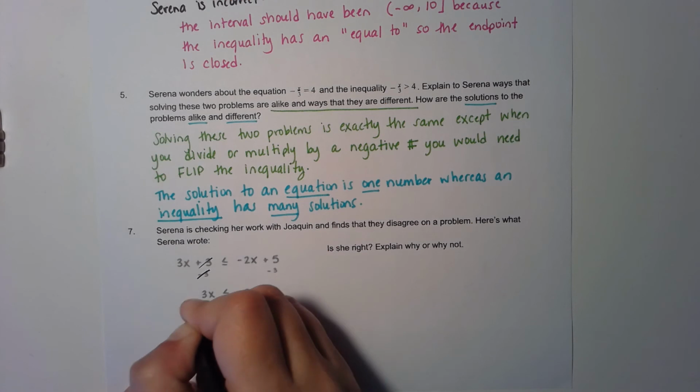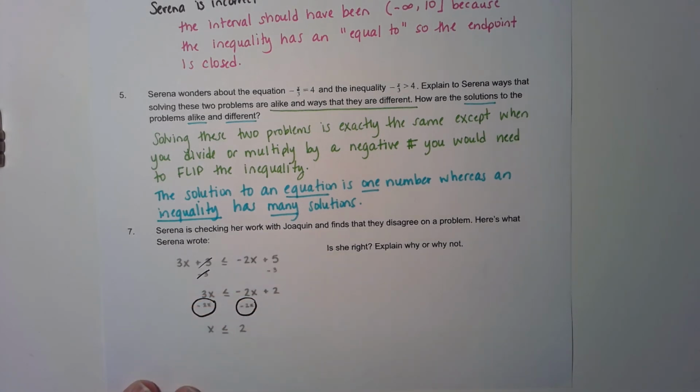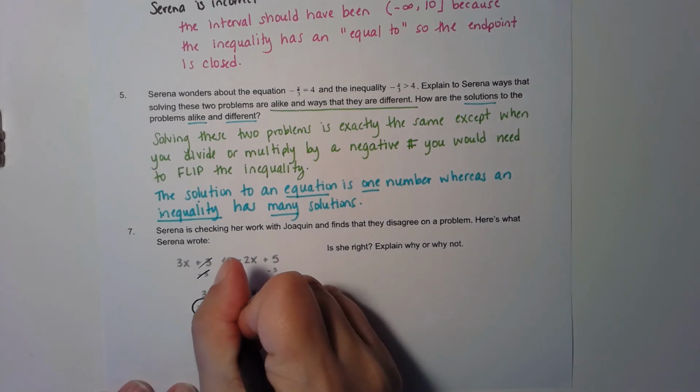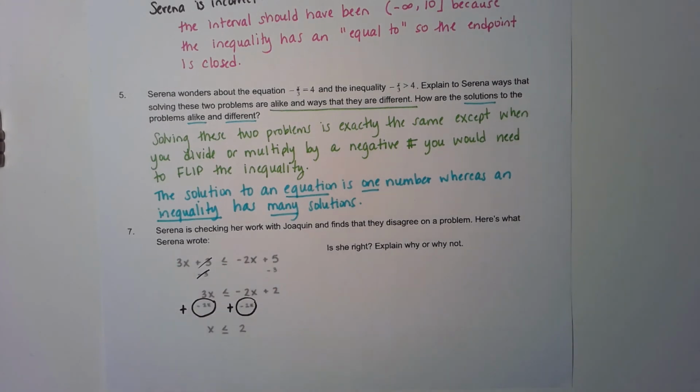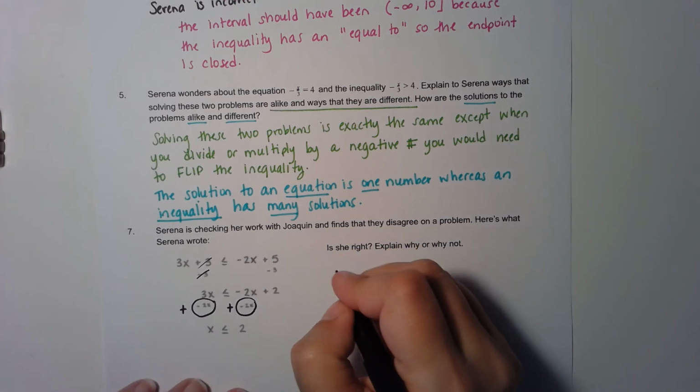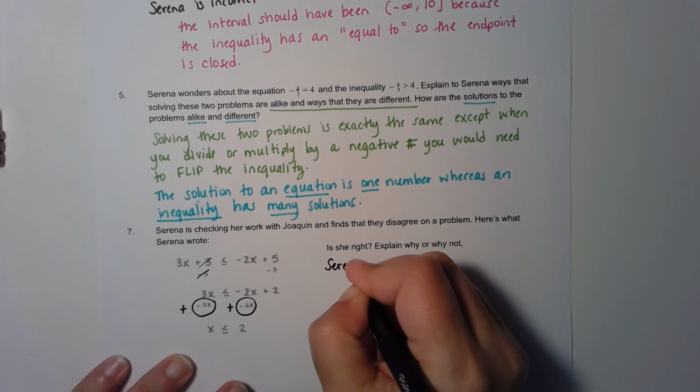Uh-oh, it looks like she subtracted 2x on both sides, but the opposite of subtraction is actually addition. So she should have added the 2x on both sides. That is why she is incorrect. So here's what I would say. I would say Serena is incorrect.